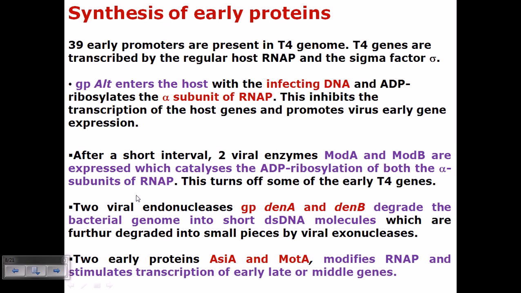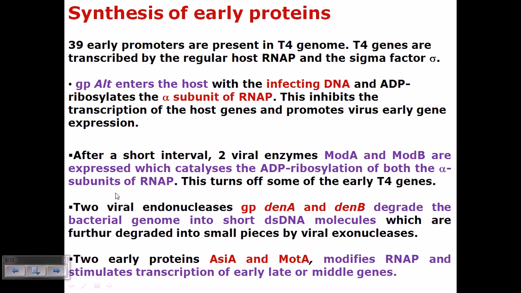Now in synthesis of early proteins, 39 early promoters are present in the T4 genome. The T4 genes are transcribed by the regular host RNAP and sigma factor. Here GPALT is a type of protein which enters the host with the infecting DNA and ADP-ribosylates the alpha subunit of RNAP. This inhibits the transcription of the host genes and promotes the viral early gene expression. That's a very important task.